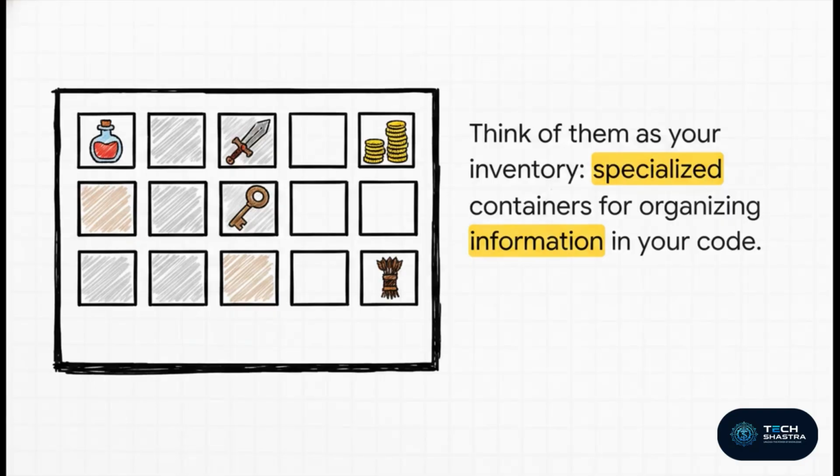First thing in the toolkit, data structures. I know, it sounds super technical, but don't let the name fool you. It's simple. Think of a video game. You have an inventory, right? It holds all your stuff. Data structures are basically just that. They're the inventory system for your code, specialized containers to hold information.